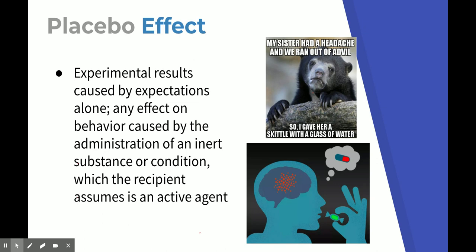This top one with the bear, my meme: my sister had a headache and we ran out of Advil, so I gave her a Skittle with a glass of water. The sister might report feeling better just because they think they took something that could help them. A placebo effect is just something that we need to be aware of, and why we need to randomly assign so that people don't know, and why we need to use preferably double-blind procedures so that people don't know. So if we're comparing groups, the experimental group versus the control group, hopefully any differences that we see are because of the independent variable and not because of something else.